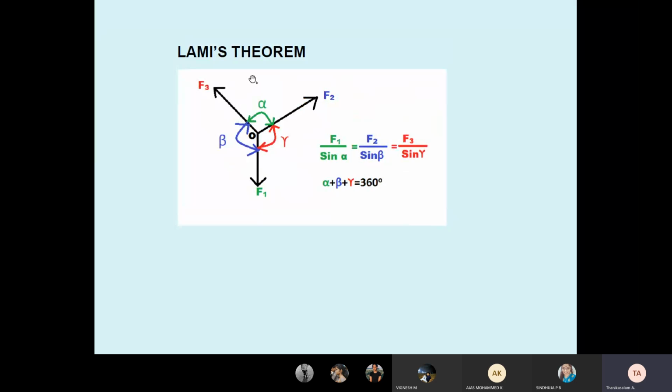Say here, F1 divided by sine alpha equal to F2 divided by sine beta equal to F3 divided by sine gamma. See, when we consider the first force, it is the opposite angle, the angle between the other two forces. Here there are three forces, the first force F1, therefore the opposite angle is the angle between F2 and F3. Similarly F2, the opposite angle is between F3 and F1. Suppose the third force F3, therefore the angle between F1 and F2. So we know alpha plus beta plus gamma equal to 360 because a circle is 360. Based on this Lami's theorem we solved problems.